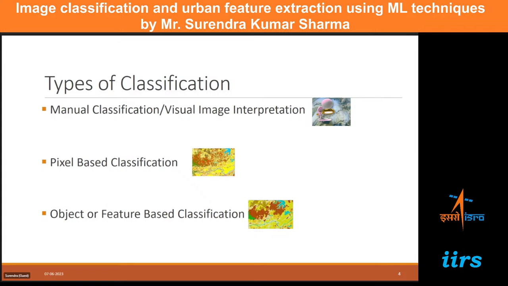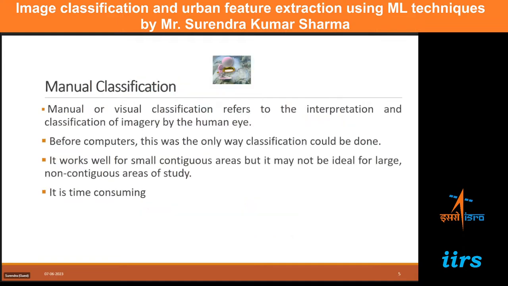Next comes the types of classification. There are 3 types of classification. The first one is manual or visual image interpretation. The second one is pixel-based classification, and the third one is object-based or feature-based classification. In manual classification, you must have heard about the visual image interpretation elements. There are 7 elements. Using those 7 elements, humans look at the image, and based on their expertise, they decide that this particular region or this particular pixel belongs to a particular class.